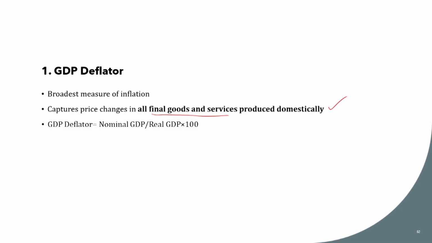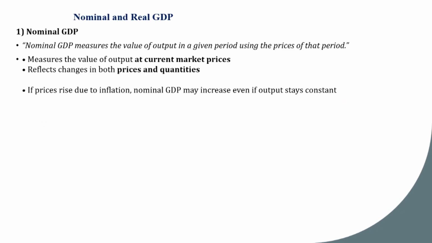So the formula which is being used for estimating GDP deflator is the real GDP divided by nominal GDP times 100. So what is meant by nominal GDP? We already discussed in the previous session that nominal GDP measures the value of output in a given period using the prices of that period. Suppose when we are calculating GDP in 2025 using the 2025 price, that is the nominal GDP in 2025. And if suppose the GDP of 2020 is calculated using the price of 2020, that is the nominal GDP of 2020. So here it measures the value of the output at the current market prices.